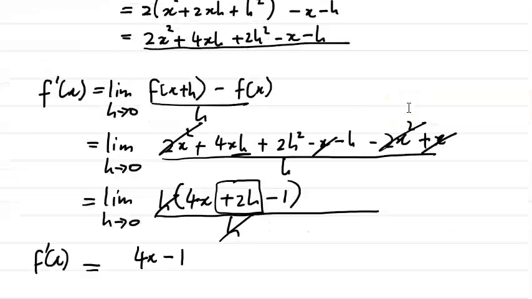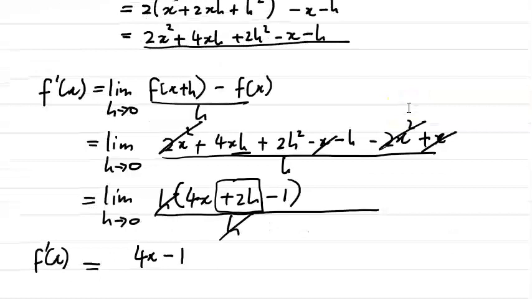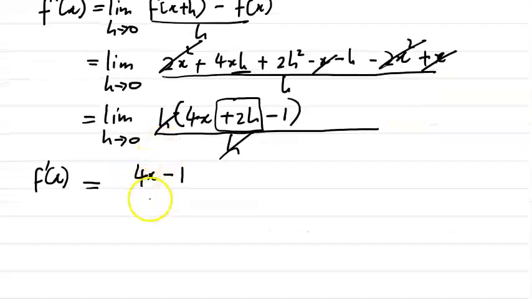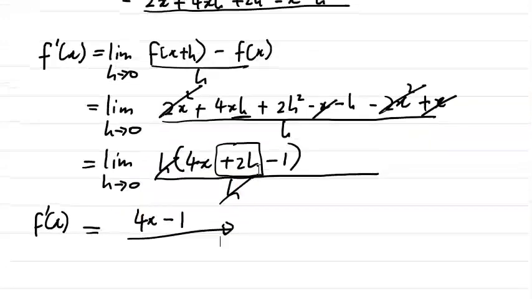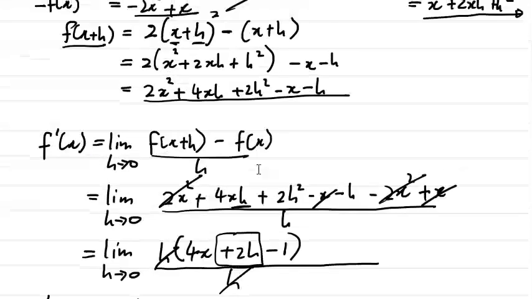Remember, you can't use the rule if they say find the derivative from first principles. So you have to show all this working. And that's your answer. Using the rule is just a check in this particular example.